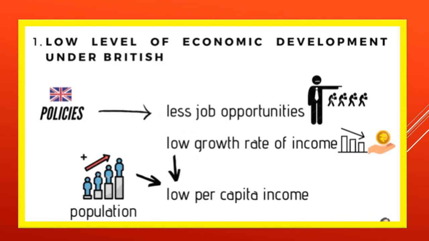Now, due to the British policies, this led to fewer job opportunities, and because of fewer job opportunities, people earned less, so there was a low growth rate of income. But then our population started growing rapidly, which led to less availability of jobs, leading to unemployment and further leading to poverty, where people had very low per capita income.